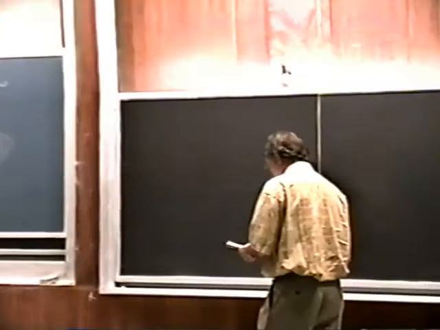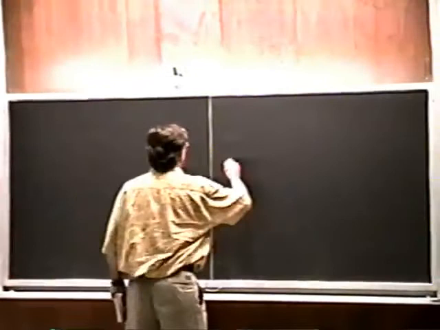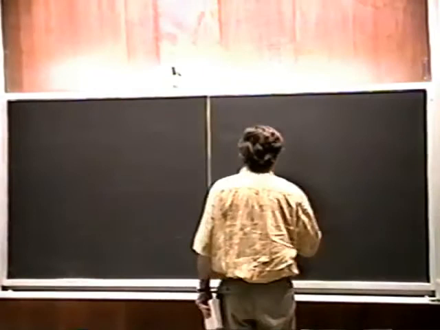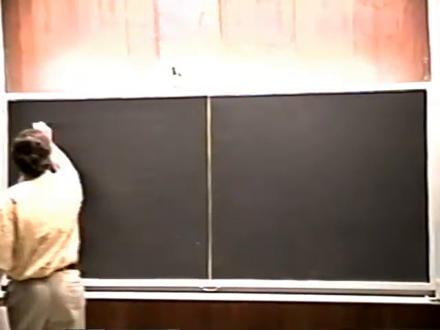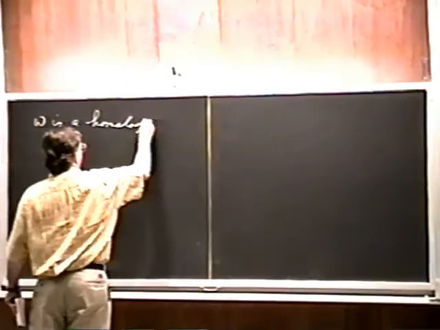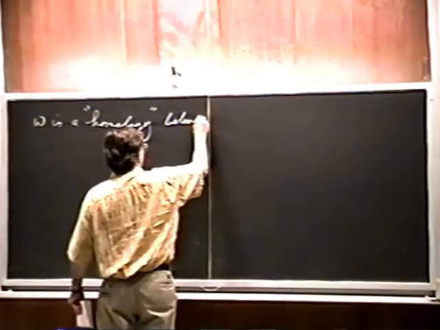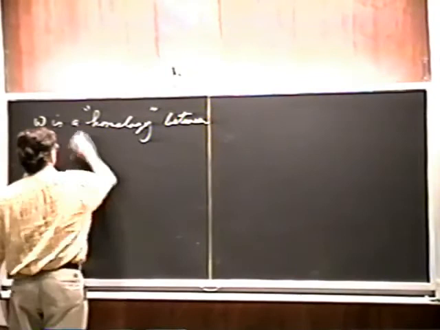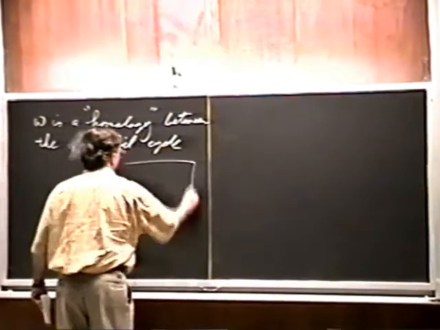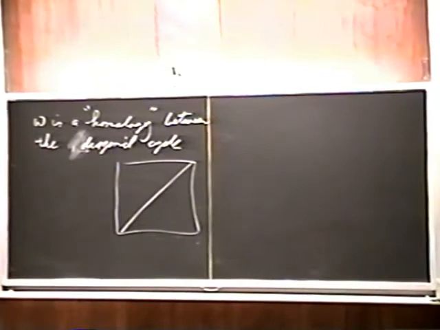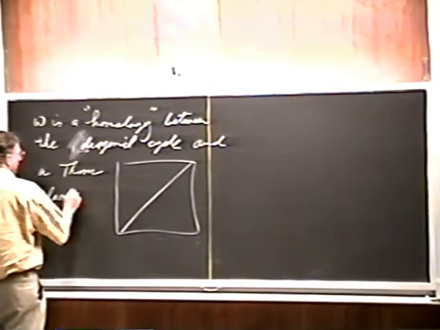So now what does the first thing mean? Let's see what omega means. This is something that makes sense for every manifold. What it means is kind of the idea like this: omega is a homology between the diagonal cycle. So we have M cross M, and we have the diagonal, let's say it's orientable again. We have the diagonal cycle and, I'll use a topologist word, a Thom class of the diagonal.